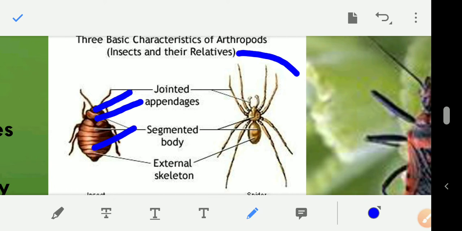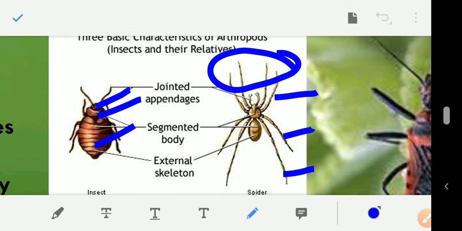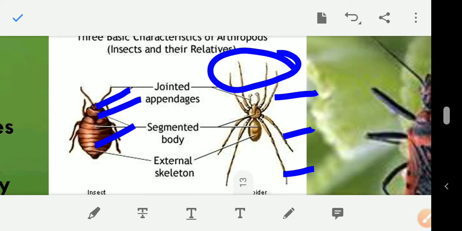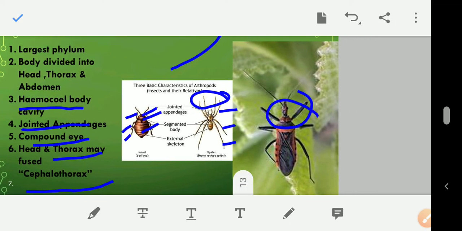These are the antenna, and they have generally three pairs of legs. One, two, three. One, two, three. So they have three pairs of legs. The body cavity is hemocoel. That is, hemo means blood and coel means body cavity. The entire body cavity is filled with blood. They have jointed appendages. Limbs have joints. They have compound eyes. Compound eyes means eyes are on top of the head. Head and thorax may fuse sometimes. That is called cephalothorax.